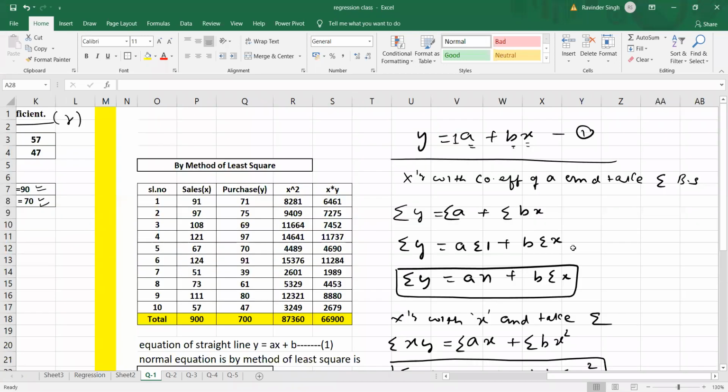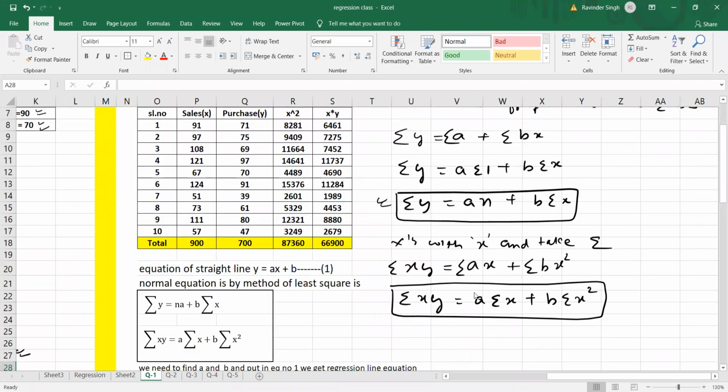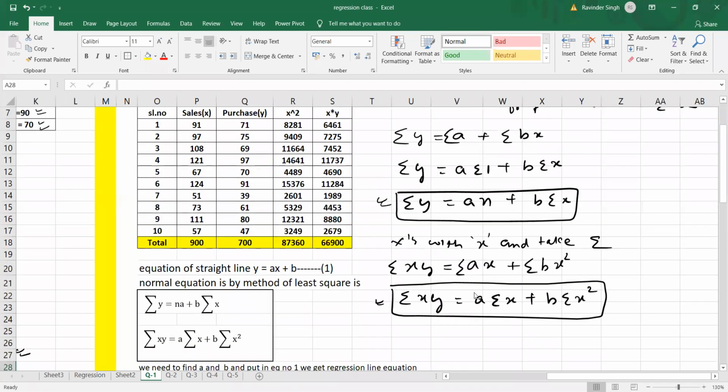So how many normal equations will you get? It all depends upon how many unknowns you have. Here we have two unknowns, a and b. So you will get two normal equations here. Now you can see that these two normal equations I have written here also.